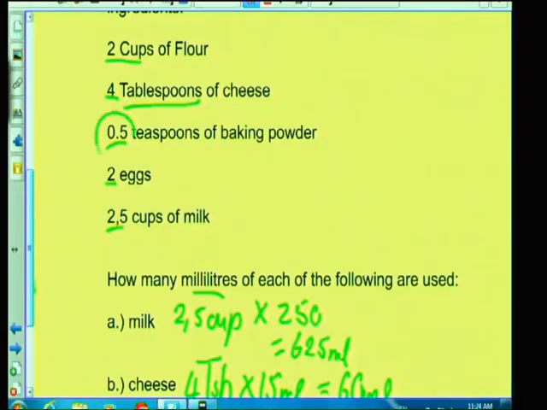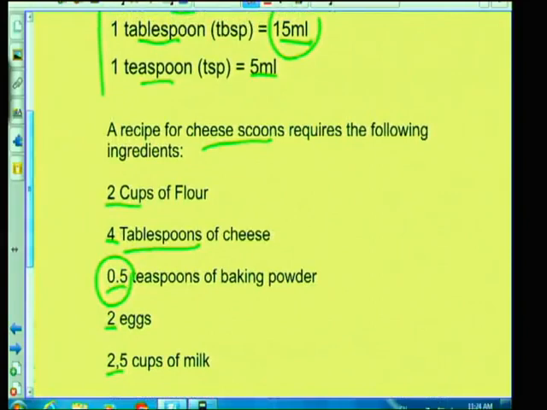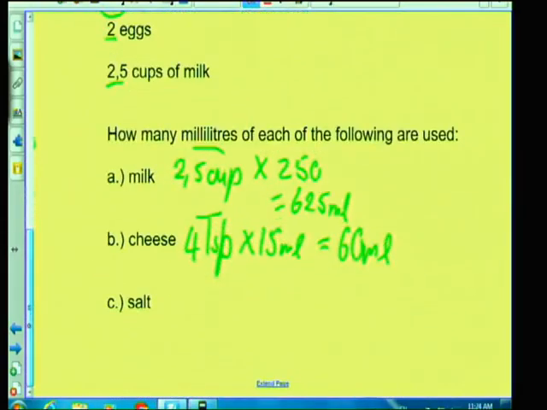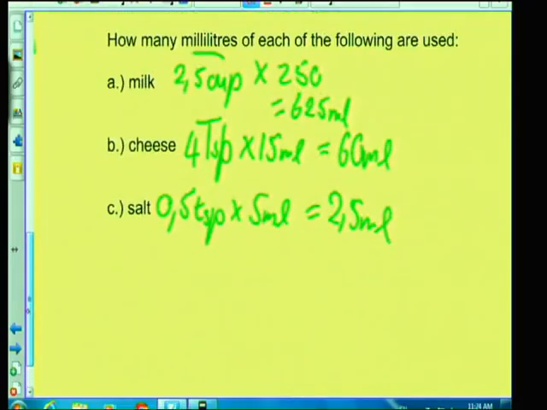Final one is to look at the salt. We're told it's 0,5 teaspoons of salt. Quite salty, and that is 5 milliliters. So half a teaspoon, which is 5 milliliters, and if we do half of 5, that's going to be 2,5 milliliters. I'm not sure that I'd like to eat these scones, but hope you've got the conversions right.